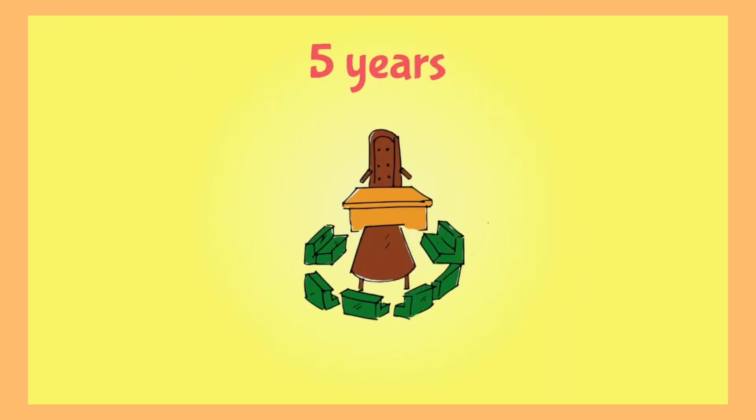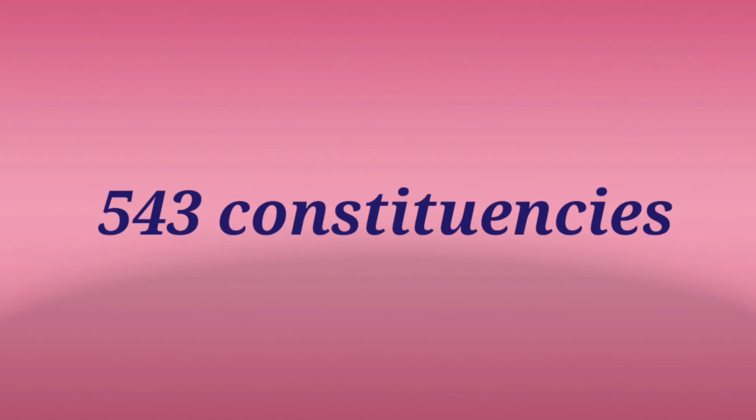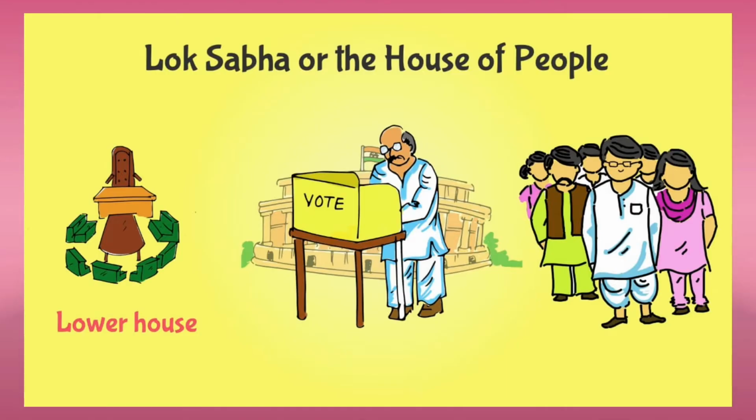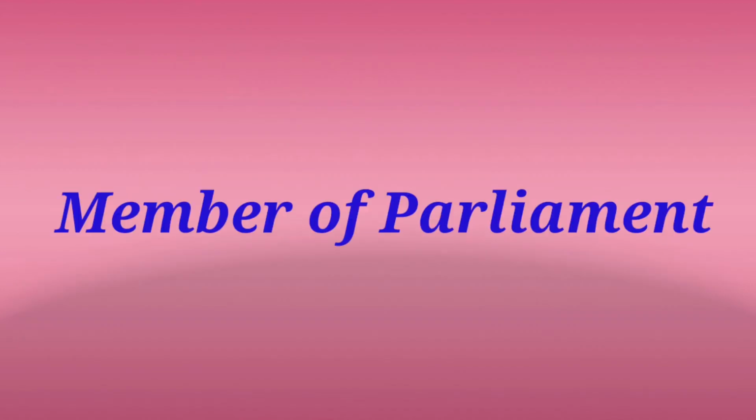Another point I want to tell you about is the constituencies. The entire India is divided into 543 constituencies. In the constituencies, the elections are usually held. As a result, from each constituency, one member is selected based on the majority of votes, and he will be sent to the parliament as a member of parliament, that is, an MP.